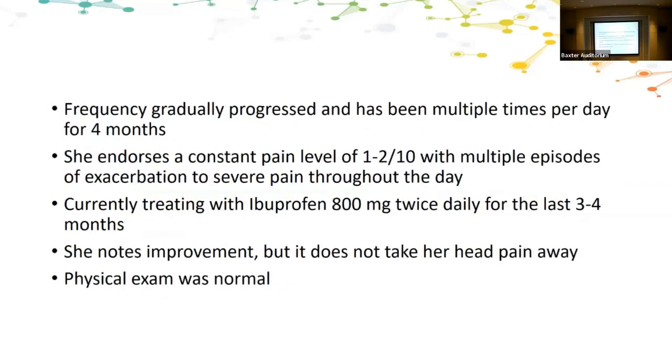The frequency gradually progressed and had been multiple times per day for 4 months. She endorsed a constant level of head pain in that distribution of about a 1 to 2 out of 10, with multiple episodes of exacerbation to severe pain up to a 9 or 10 out of 10 throughout the day. She was currently treating with ibuprofen 800 milligrams twice daily for the last 3 to 4 months. She notes improvement, but it doesn't take her head pain completely away. Her physical exam was completely normal.